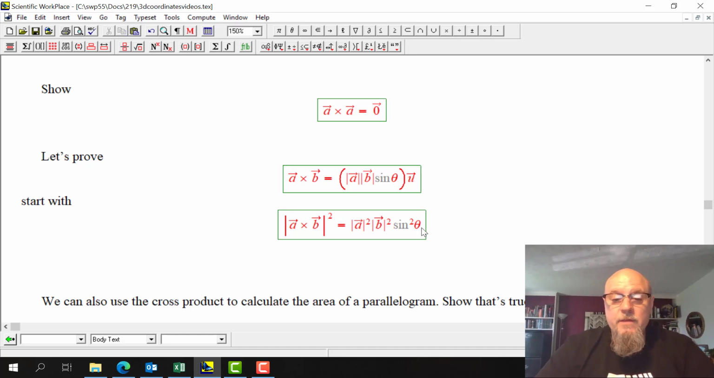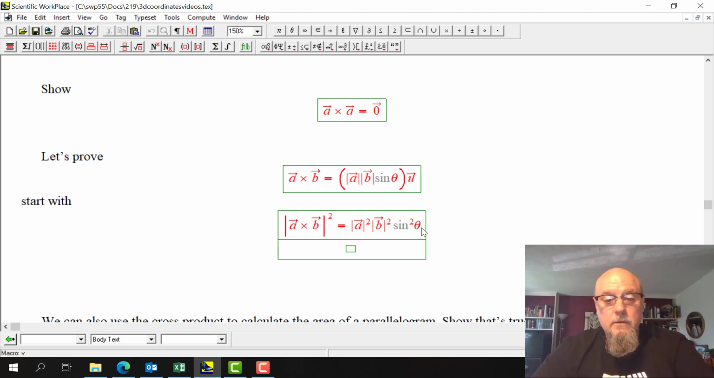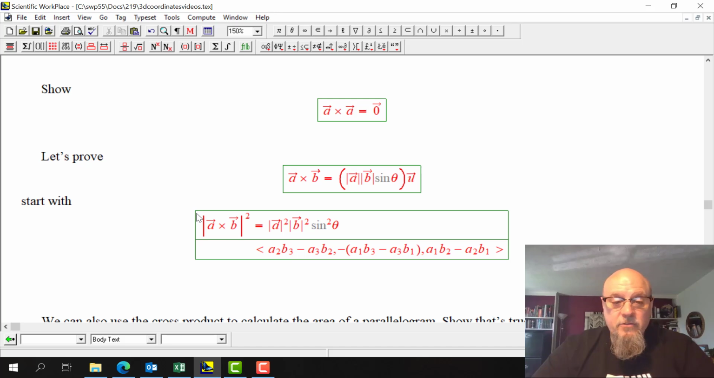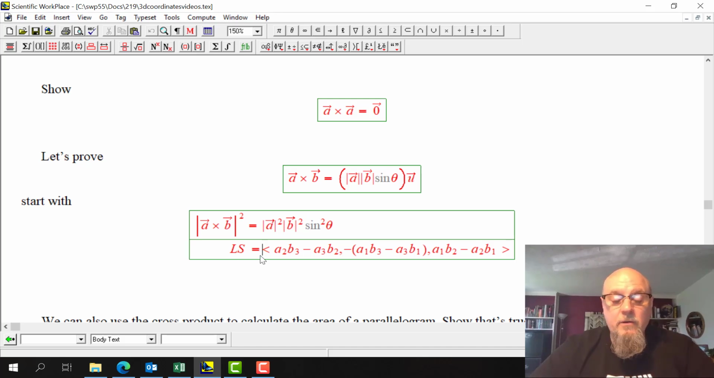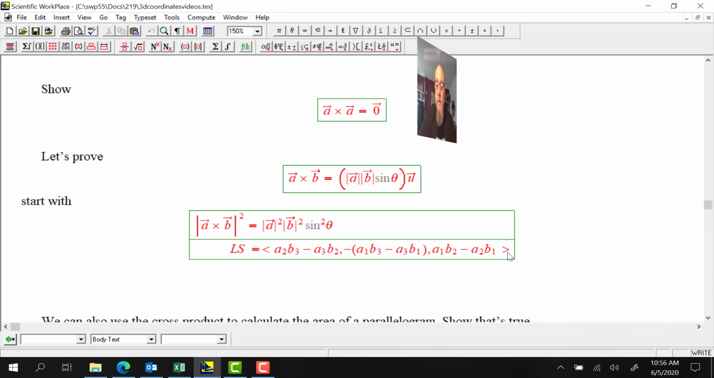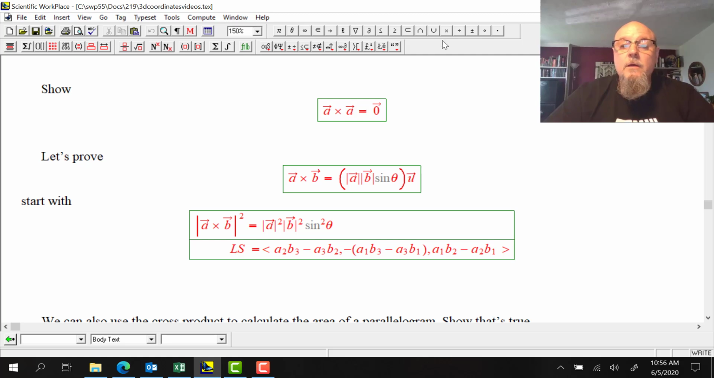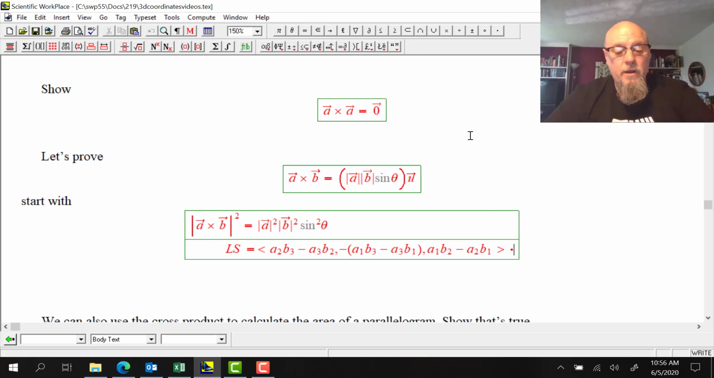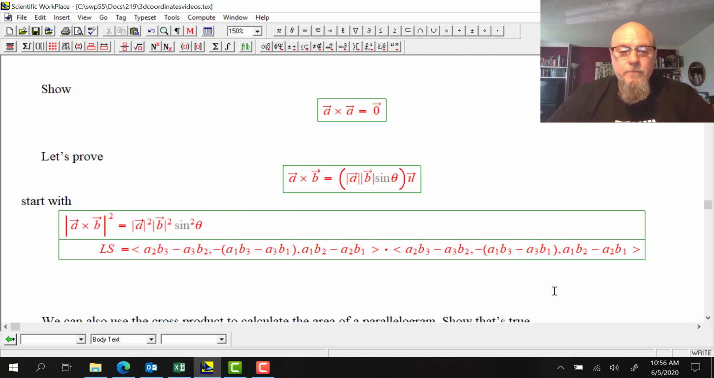So if I want to prove this, if I want the magnitude of this, let's call this the left side. The left side is equal to the magnitude of this piece, but the magnitude squared is just equal to the dot product of it against itself. There's the left side.